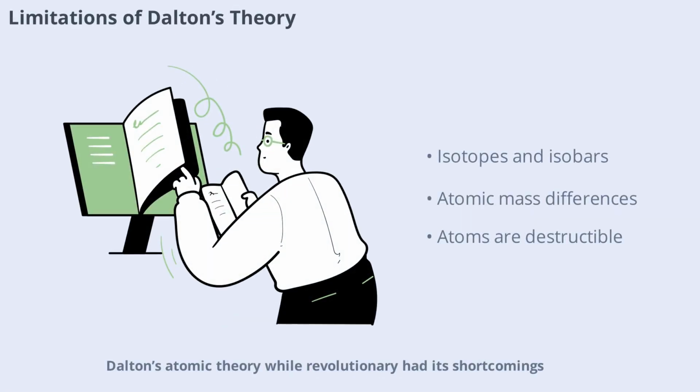Dalton's atomic theory, while revolutionary, had its shortcomings. It couldn't explain why atoms of different kinds differ in valency and mass. The discovery of isobars and isotopes showed that atoms of the same element can have different atomic masses, and atoms of different elements can have the same atomic mass. Dalton also believed atoms were indestructible, but later discoveries revealed that atoms could be split into smaller particles. These limitations paved the way for deeper investigations into atomic structure.